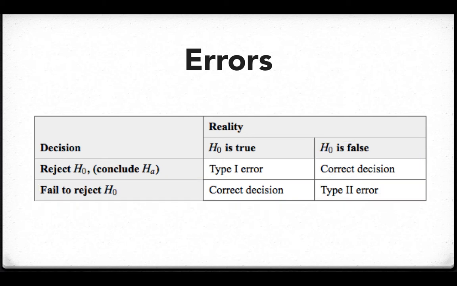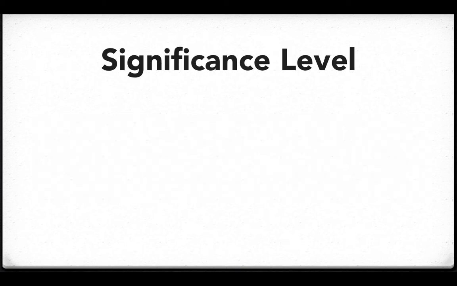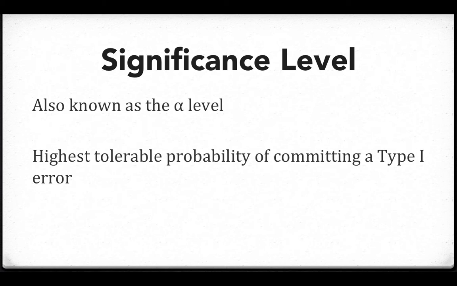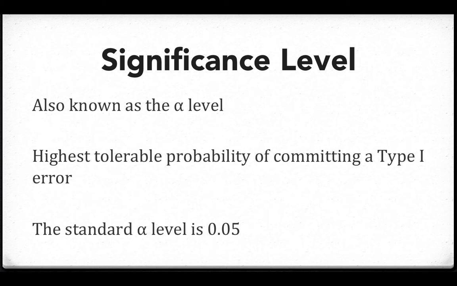A type 1 error is sometimes known as an alpha error, and a type 2 error is sometimes known as a beta error. This brings us to the idea of significance levels. The significance level, also known as the alpha level, is the highest tolerable probability of committing a type 1 error. In other words, it's the largest p-value for which we would feel comfortable rejecting the null hypothesis. The standard alpha level is 0.05. Unless otherwise specified in this course, always assume that alpha is 0.05.